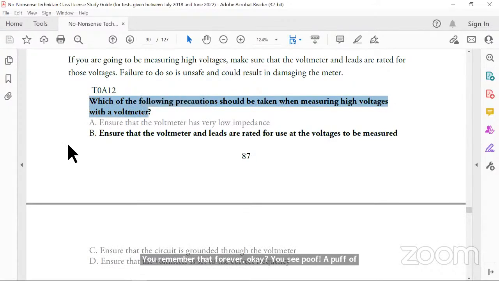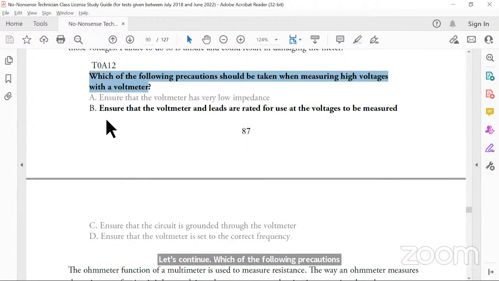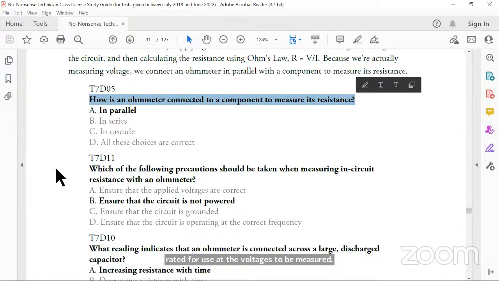All right, let's continue. Which of the following precautions should be taken when measuring high voltages with a voltmeter? So we need to ensure that the voltmeter and the leads are rated for use at the voltages to be measured. That's a precaution. Next question in the question pool.